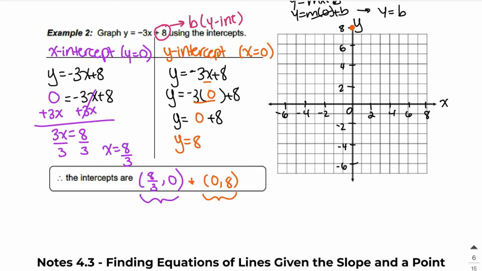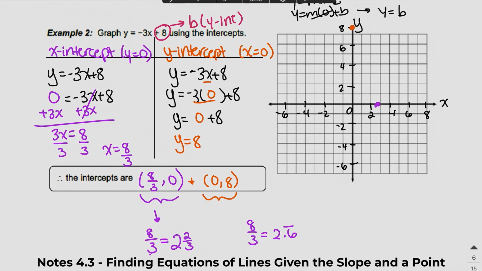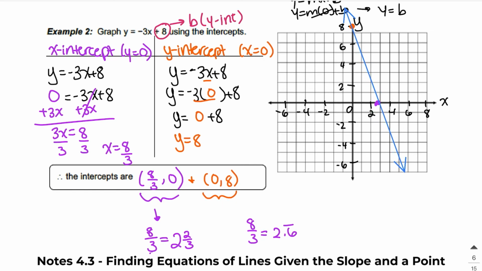And then 8/3, I need to know exactly how much 8/3 is. So I have two options. I can make this a mixed fraction. So I can see 3 goes into 8 2 times, and then 2 times 3 is 6, so there's 2 left over. So it's 2 and 2/3. So I can go between 2 and 3, and I'll go 2/3 of the way between 2 and 3. Or you could just divide 8 by 3, and you will get 2.6 repeating, which means that it would be approximately here as well. Go ahead and connect your two dots, your 2 points right here. Write your equation on the line, and you are good to go.